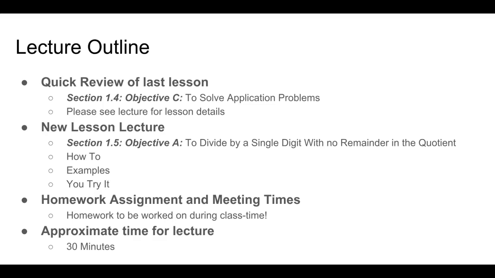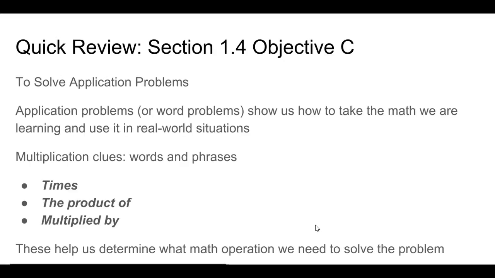The second part of this lecture will be the new lesson lecture, which will be section 1.5, Objective A, to divide by a single digit with no remainder in the quotient. Once we get to that, you'll understand what those terms mean. In this section, we'll have how-tos, examples, and you try it's. The third part will be the homework assignment with meeting times, and remember that the homework will be worked on during class time. So we'll go over that. The approximate time for the lecture will be 30 minutes. Let's go ahead and continue.